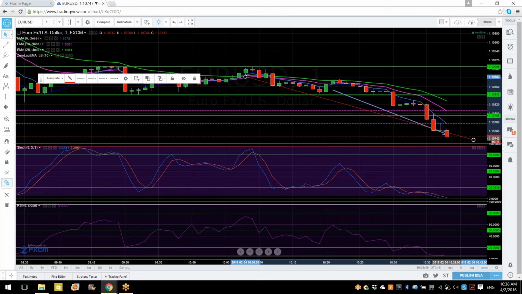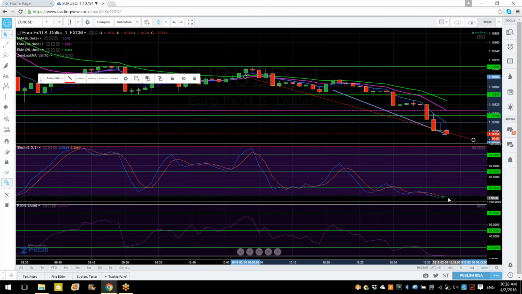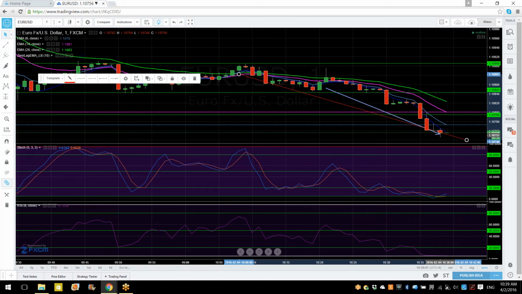If it crosses below, then I will just avoid it and go to some other pair. But also here the stochastic is looking to diverge. See, it did not break. So that tells me I have an opportunity here to go for a call. Any other questions?